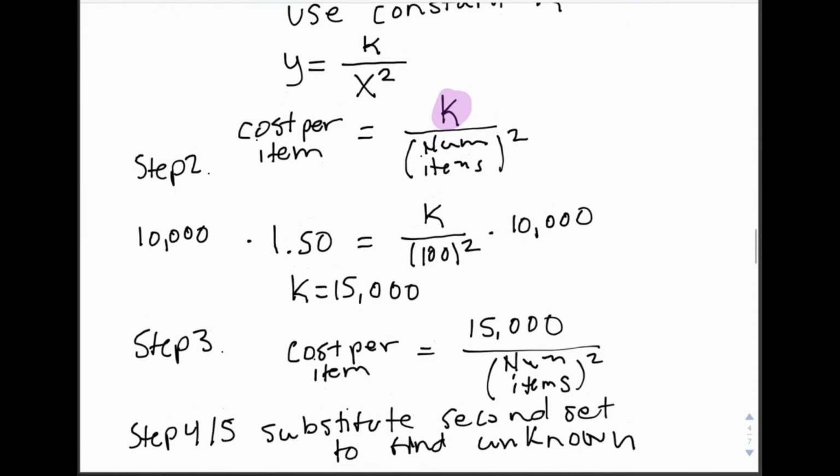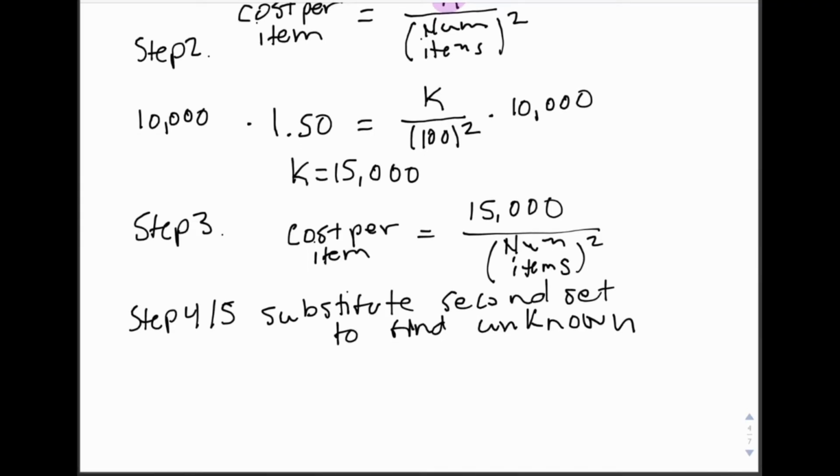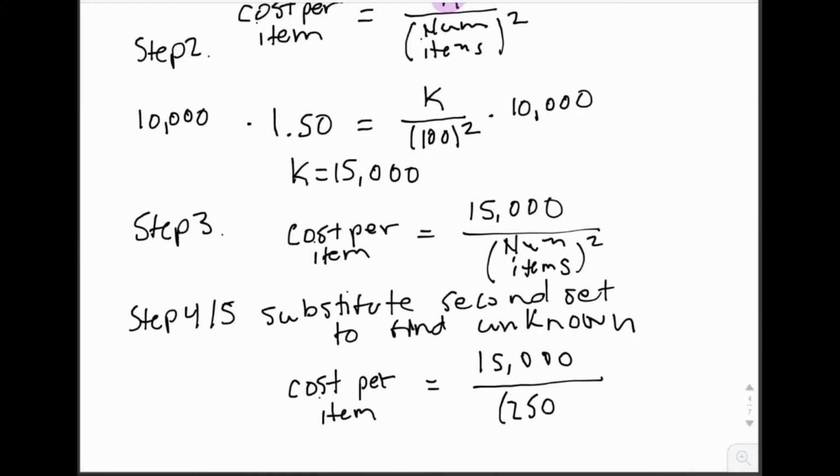Now, let's plug this information back into our equation here. So we want to find our cost per item. So cost per item is now going to be equal to 15,000 divided by our number of items, and we know that our number of items for our second set is 250, and we can take that and square it. So what is that going to give us? That is going to give us 0.24, or in other words, we could say 24 cents.